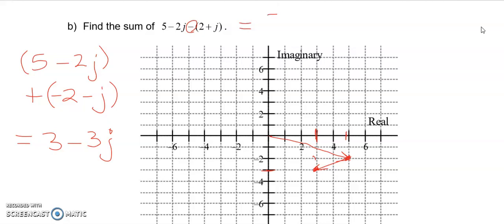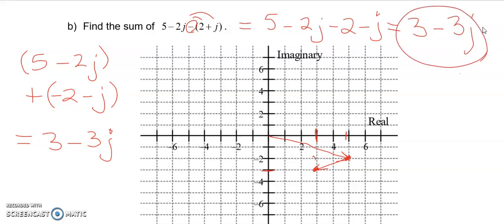So I would really call this 5 minus 2j, and I would distribute the minus sign inside the second brackets. So minus 2 minus j, and now you combine your like terms. 5 subtract 2 is a 3, and negative 2j minus j is negative 3j. You can see we get the same answer. This result and this result are the same, but algebraically, I think it's much more straightforward, much easier. But now, at least you've seen this technique. If you are ever asked to do it again, you have seen it.